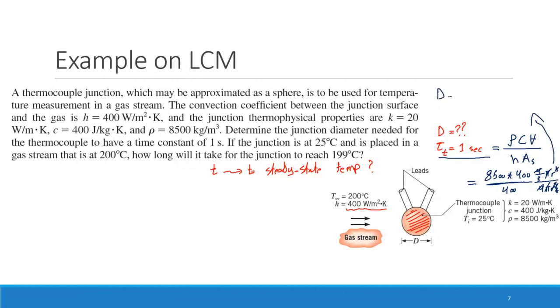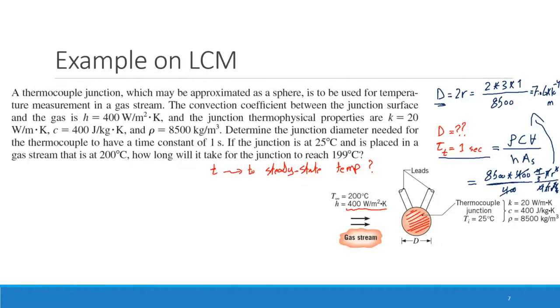He's asking us to find the diameter. Diameter is equal to 2R, which is equal to 2 multiplied by 3 times the time constant, 1 second, divided by 400, which will cancel out with 400, times 8500. When you calculate this, the diameter will be equal to 7.06 × 10 to the power minus 4 meter. Very small. Okay, this is the diameter.